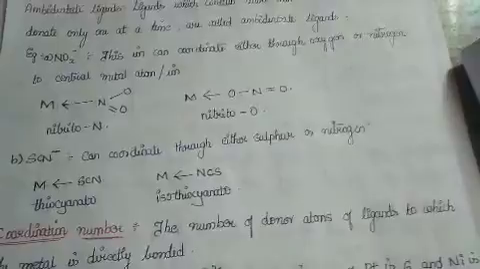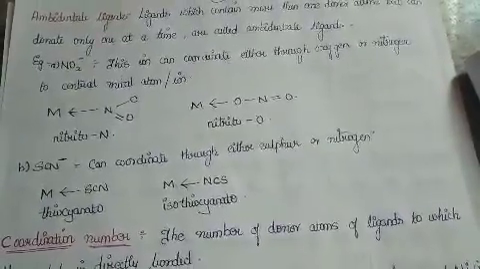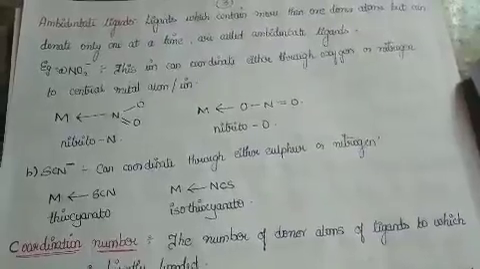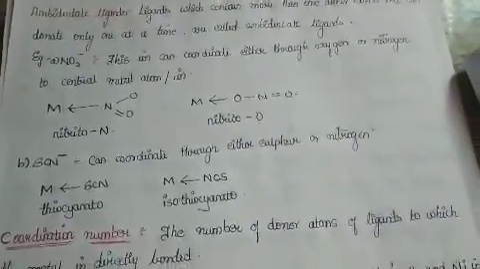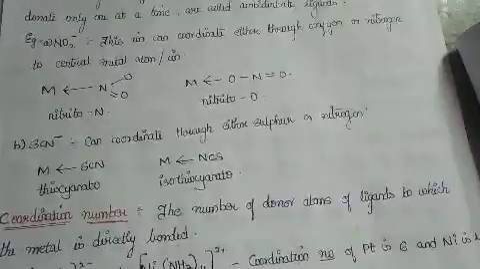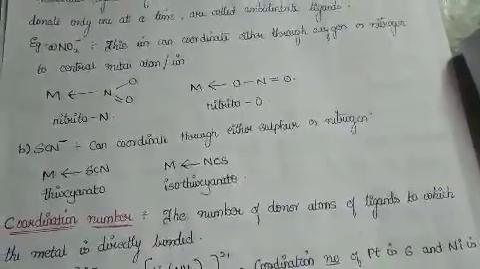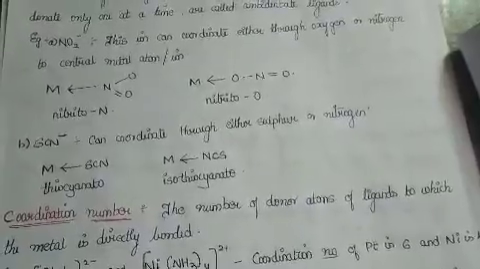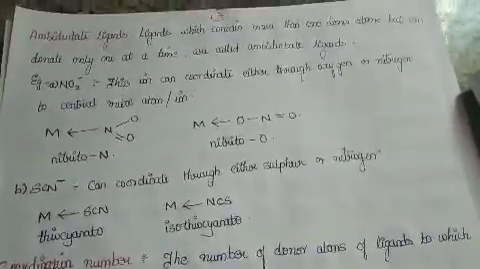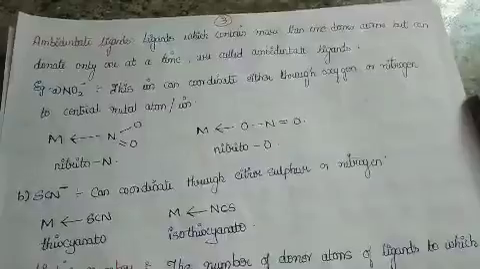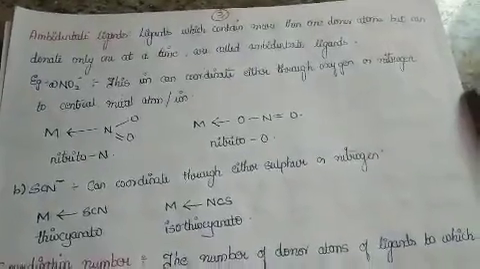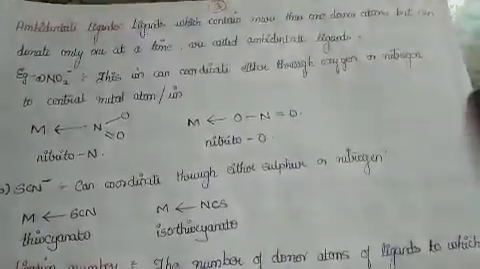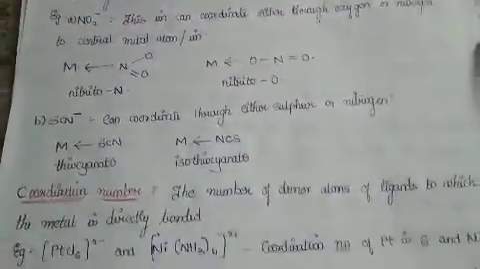A similar example is thiocyanate, SCN minus. Here both sulfur and nitrogen can act as donor atoms. But at a time, when sulfur donates, it is called thiocyanate. When nitrogen donates, it is called isothiocyanate. So ambidentate ligands have more than 1 donor atom but can donate only 1 at a time.